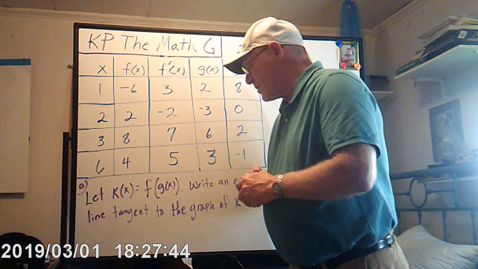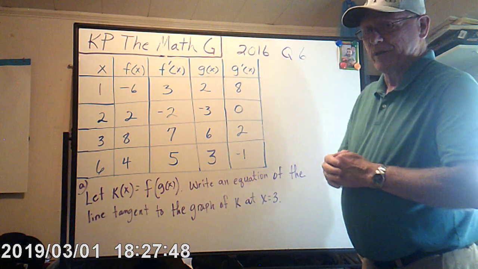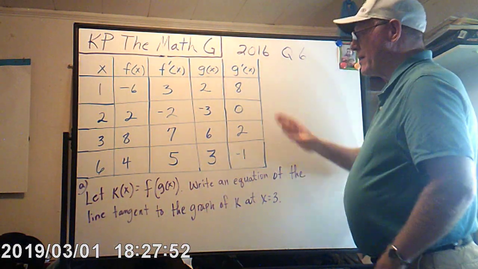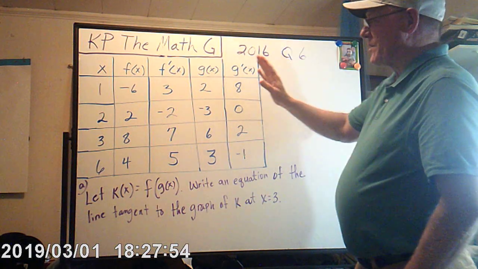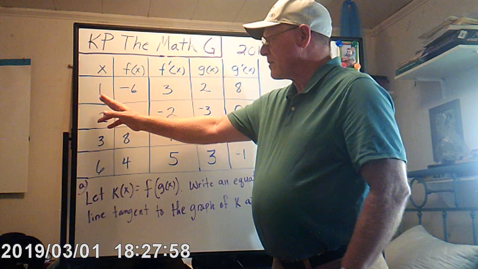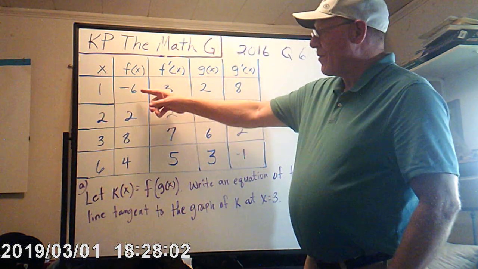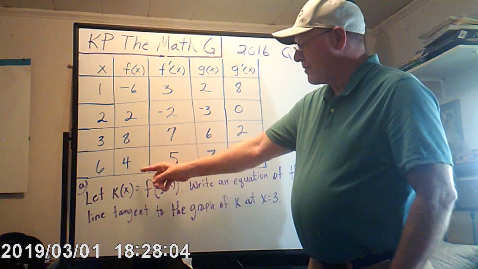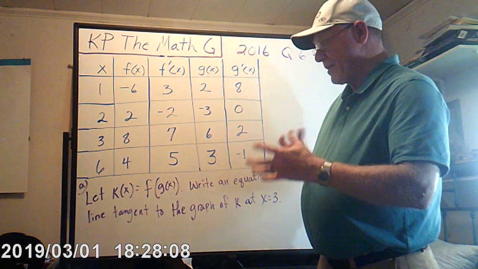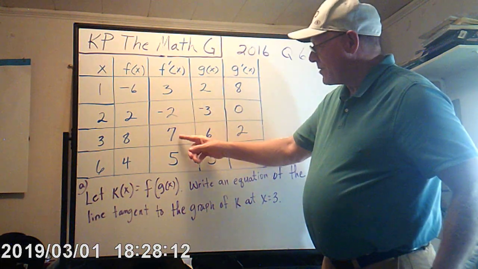Well, let's start with this. This is a 2016 free response question, question number 6. And the table here is as follows. X could be 1 or 2 or 3 or 6. F at x is negative 6, 2, 8, 4. F prime at x, that's the derivative of f, is 3, negative 2, 7, and 5.